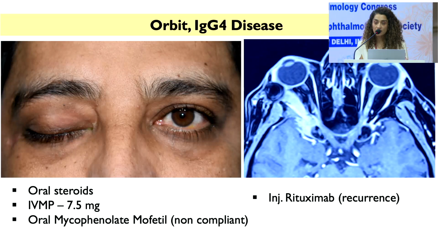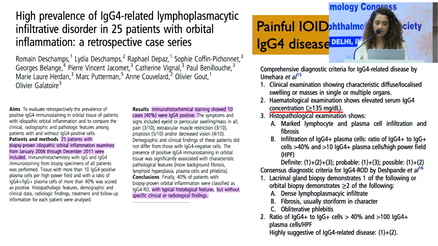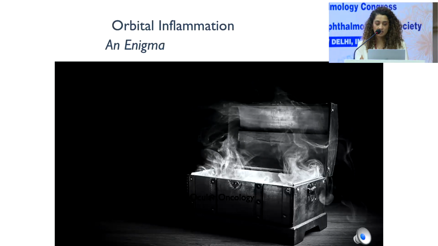But despite the IVMP that I gave him, and oral steroids, he developed an orbital apex syndrome after stopping the intravenous methylprednisolone, and the disease was progressing in a very severe way, where oral mycophenolate mofetil was started. But when he started becoming better, he became very non-compliant, and then the disease recurred again, and finally he landed up with a third line of treatment with injection rituximab, and he's doing fine. I'm not going into the detail of IgG4 disease because the time is running short.